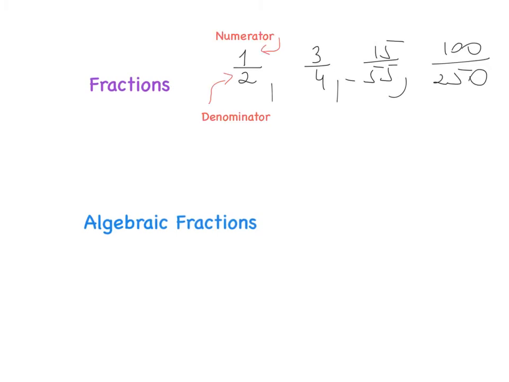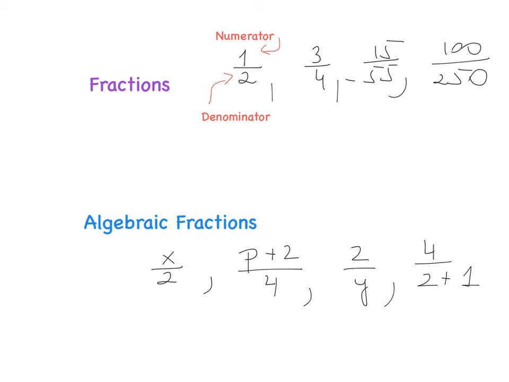Okay, so what's the difference between fractions and algebraic fractions? So what is algebra? Algebra is about numbers and letters. Okay, so let's say we have x over 2, and this is an example of an algebraic fraction. Okay, we can have p plus 2 over 4, or we can have 2 over y, or we can have 4 over z plus 1. Okay, so all of these, when we have numbers and letters, are algebraic fractions.